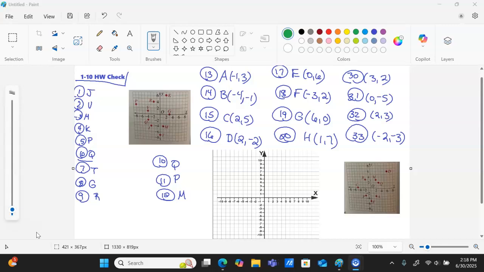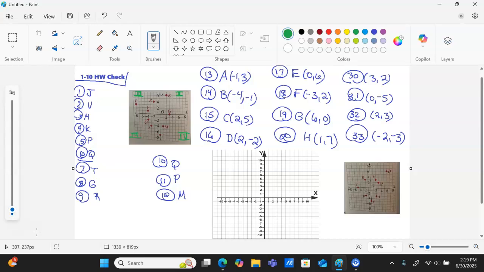Last section in chapter 1, we are dealing with the Cartesian plane. Remember that on the Cartesian plane, the horizontal axis is the x-axis, the vertical axis is the y. Our quadrants are numbered using Roman numerals, starting with 1 here and moving counterclockwise. So that's 1, 2, 3, and 4. And so they want me in 1 through 6 to tell what quadrant these letters or these points are in.